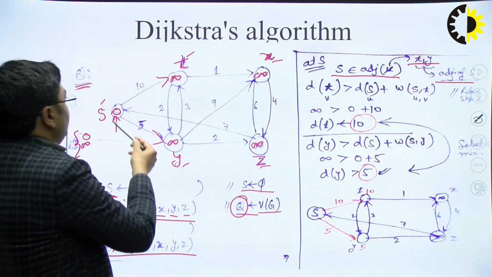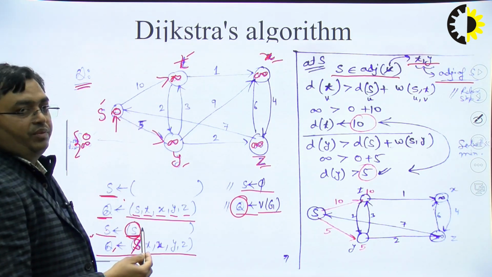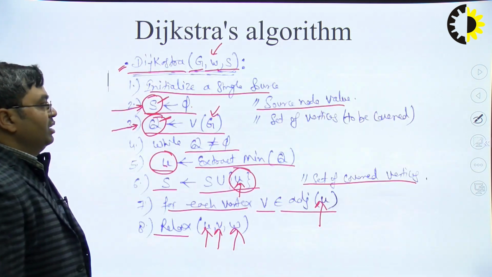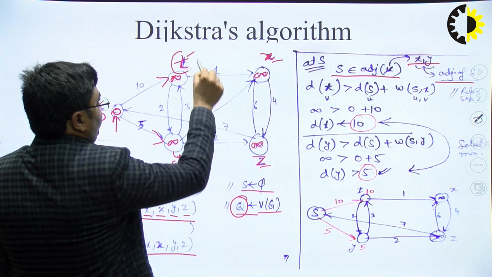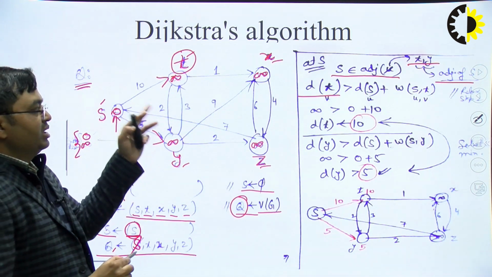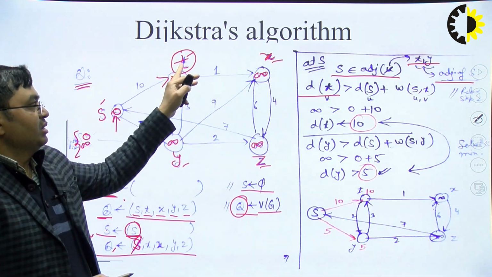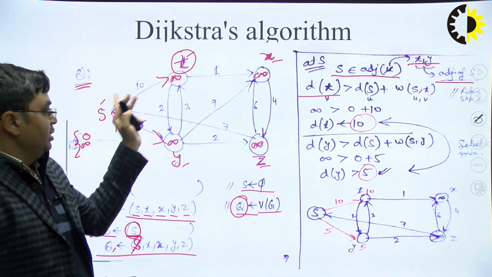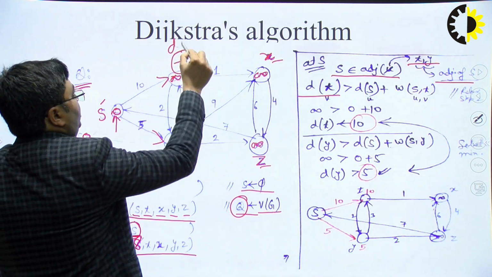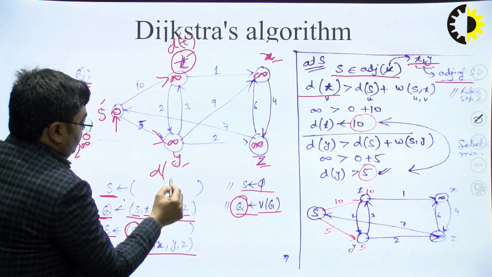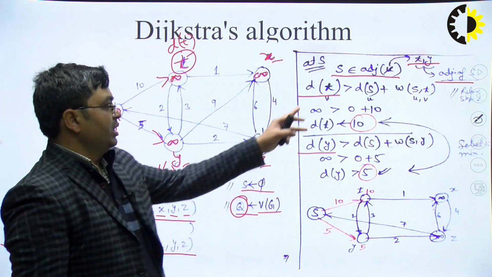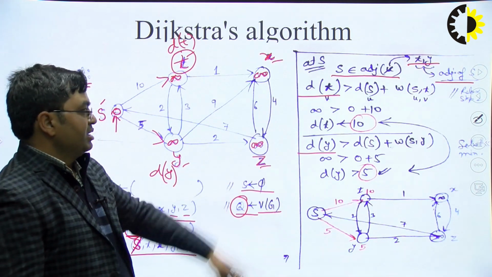If we go from S to T, then we have to calculate the distance of V, the next node to be covered, which is T. We have to take dt, the distance for covering the path from the starting node to T. We have to calculate dt for this and dy for this, simultaneously.